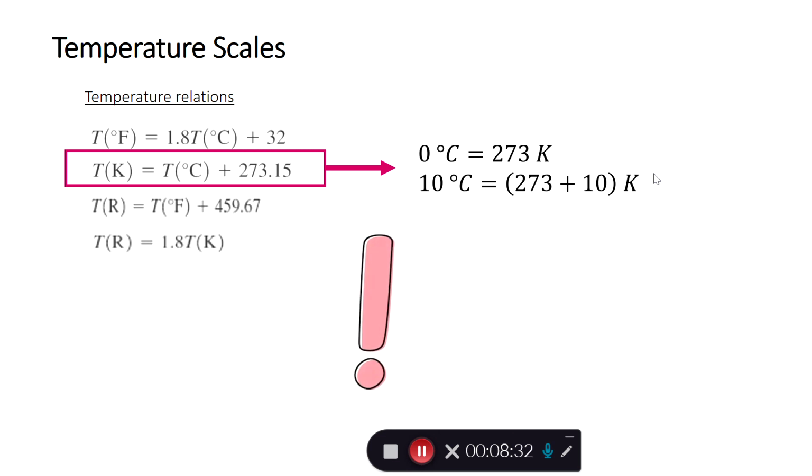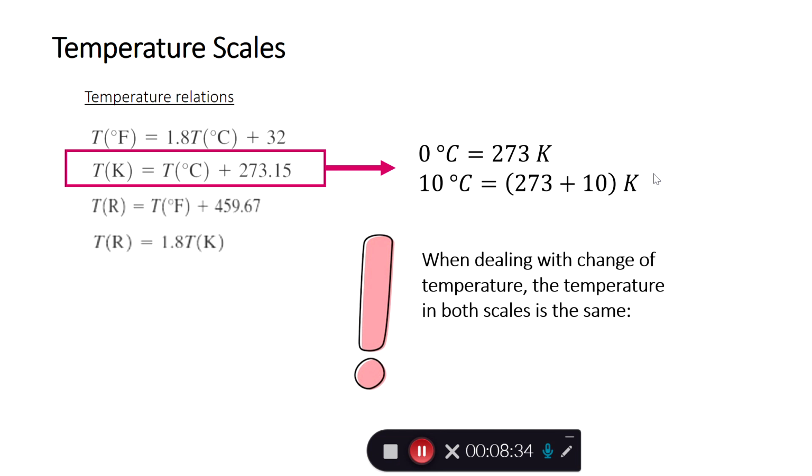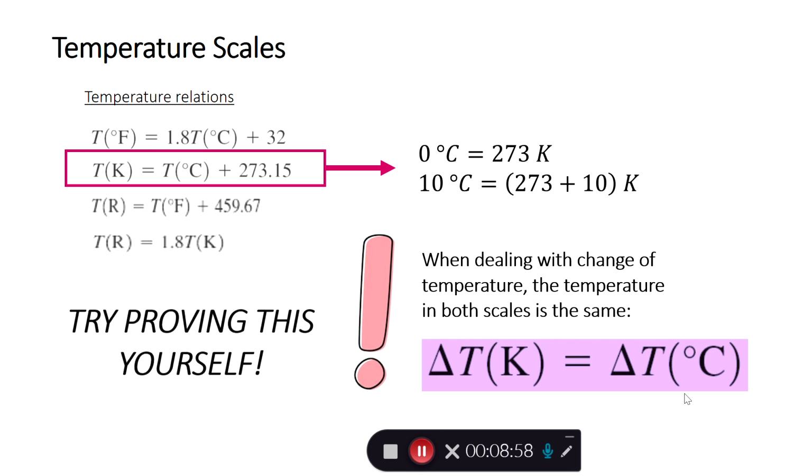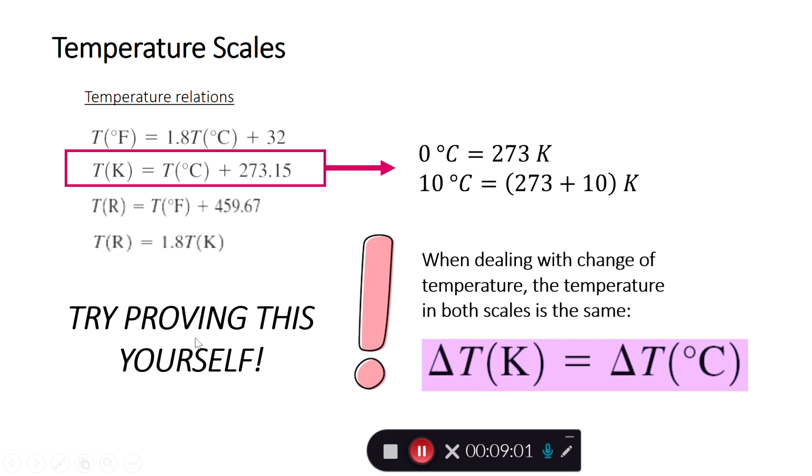However, take note, when you are dealing with change of temperature, then the number will be the same. For example, the change in temperature, which is written as delta, whenever you see delta, you know that it's change. T2 minus T1. Change in temperature in Kelvin will be the same as change in temperature in degrees Celsius. To understand this, why don't you try proving it yourself? If you have any problems or you're not clear, we can discuss it in the virtual class.